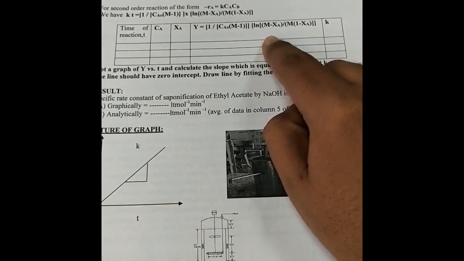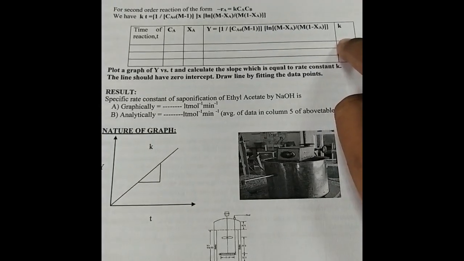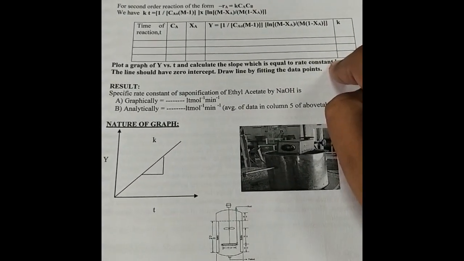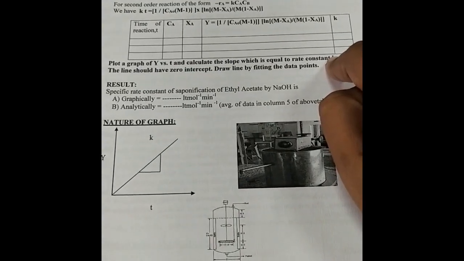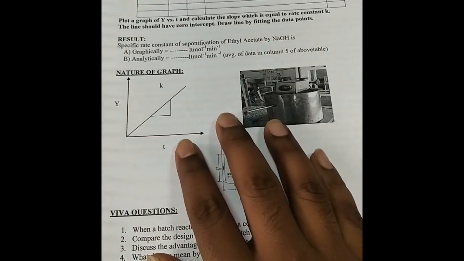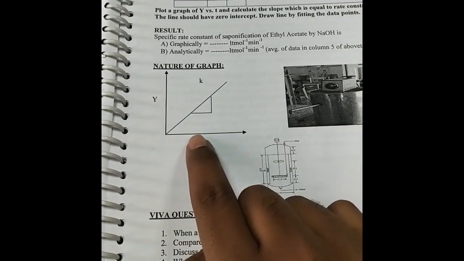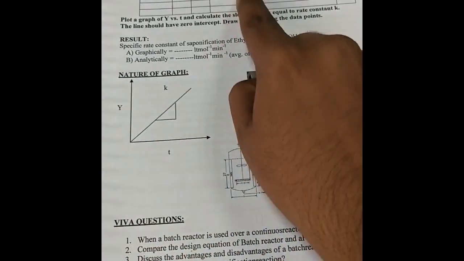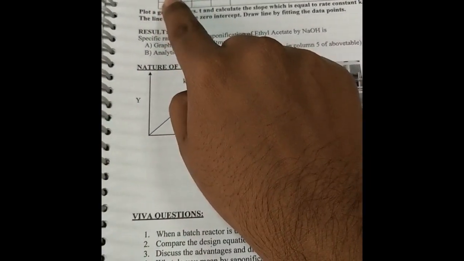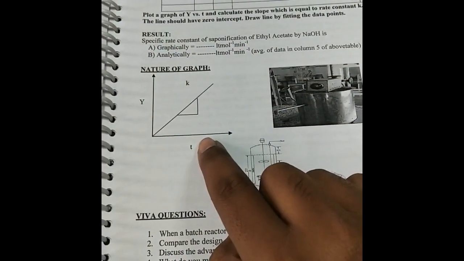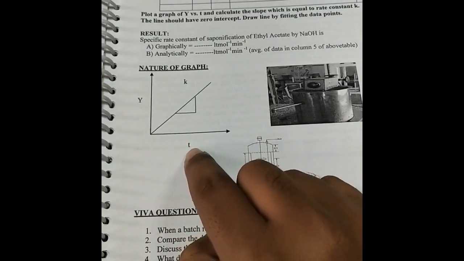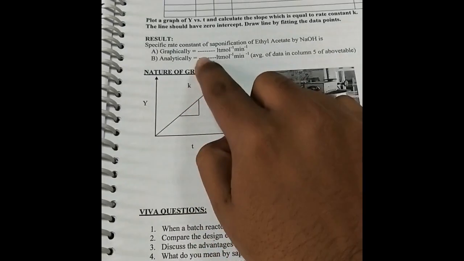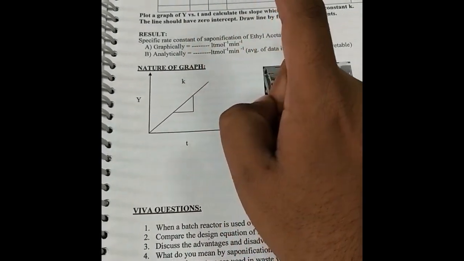After calculating the values of Y, we need to calculate the values of K, which is nothing but the rate constant. The average of these values gives you the average specific rate constant. After calculating the final values, we need to plot the graph. We need to plot a graph of Y versus T. Y is calculated here and the time data is here. So we plot a graph, which we get in the form Y is equal to mx, and we get the slope as the rate constant. The same has to be reported here in the result.